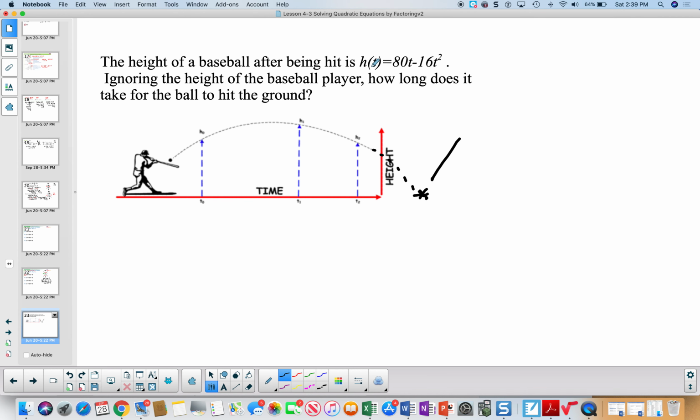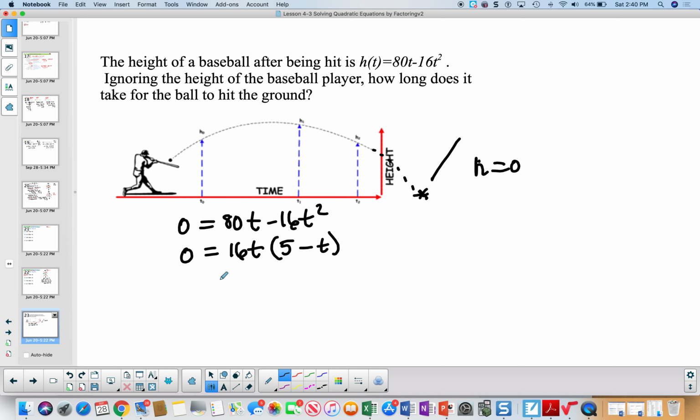We have a quadratic here, and it's asking us how long it takes for the ball to hit the ground. So the ball's up in the air, going up like a parabola, and it hits the ground here at 0. So the ground is when h is equal to 0. So we want to set 0 equal to 80t minus 16t squared. I'm going to look for the greatest common factor, which looks to me like it's going to be 16t. If I take 16t out, then I'm going to have a 5 minus t.